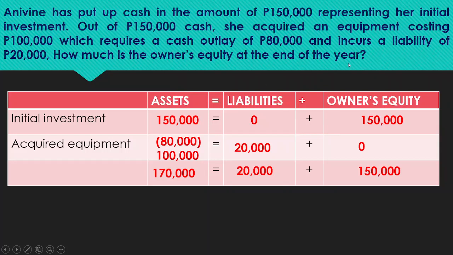Now let's go back to the question of our problem. How much is the owner's equity at the end of the year? The answer is 150,000. I hope you learned somehow in my presentation.